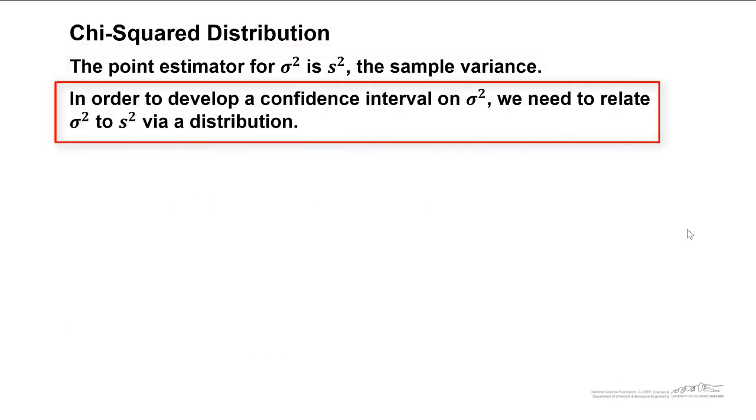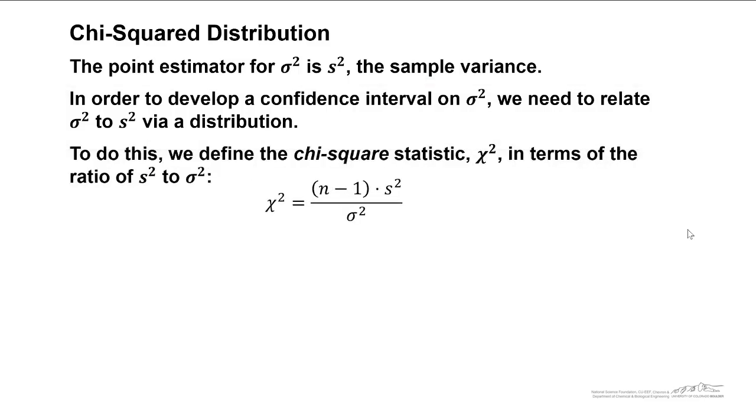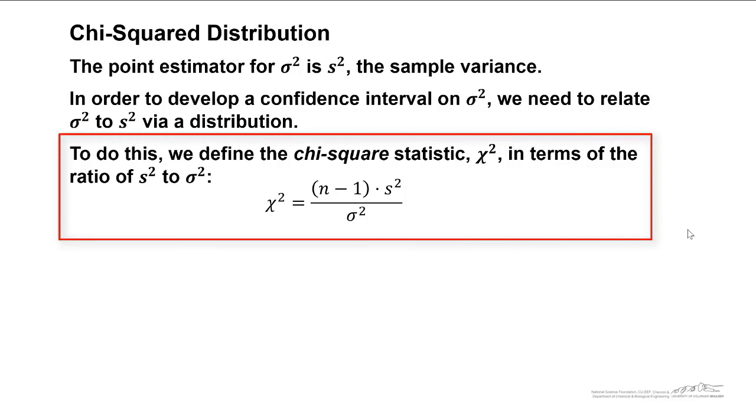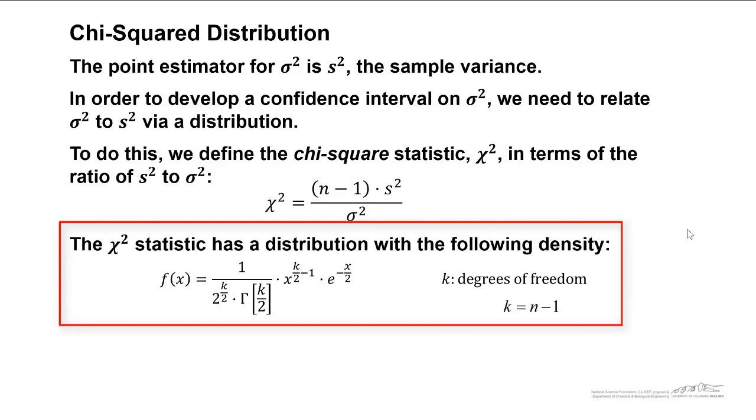In order to develop a confidence interval on the true population variance, sigma squared, we need to relate sigma squared to S squared via a distribution, and this distribution is the chi-squared distribution. To do this, we define the chi-squared statistic in terms of the ratio of the sample variance to the population variance. And bear with me because in our example, we don't know population variance, but this will all wrap together later on in this screencast. So we can create a chi-squared statistic by taking n-1 quantity multiplied by the sample variance divided by the population variance. This statistic has a distribution with the following density.